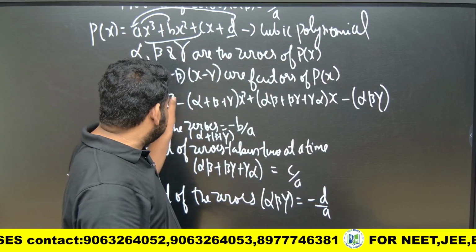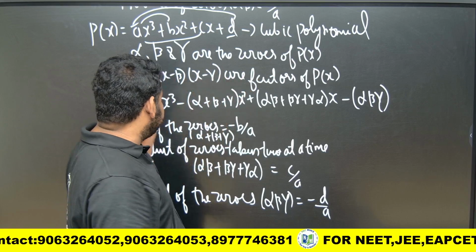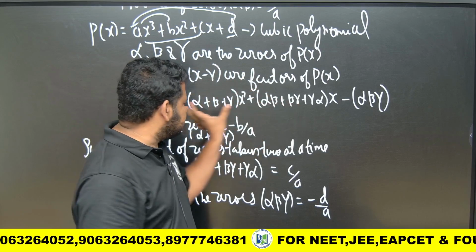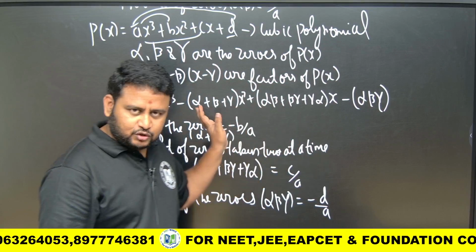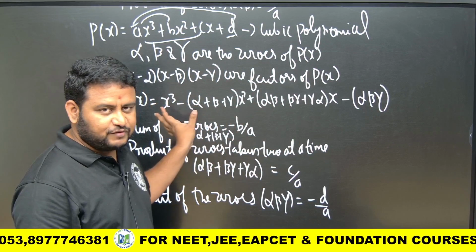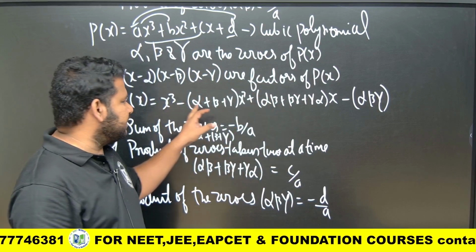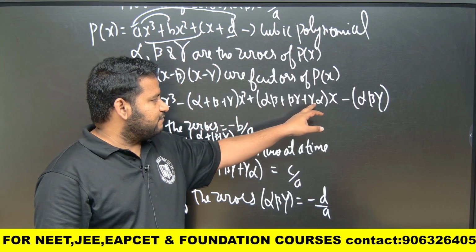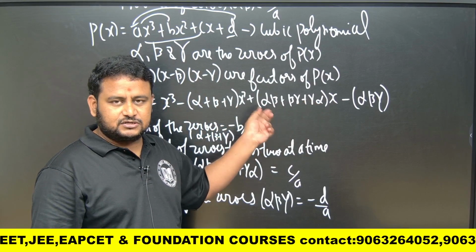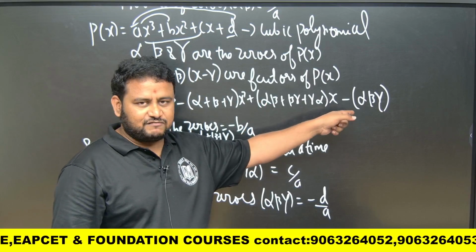This is how you get the factors of cubic polynomial. If you simplify, you will get the cubic polynomial in this form. That is p of x is x cube minus (alpha plus beta plus gamma) x square plus (alpha beta, beta gamma, gamma alpha) into x, that is product of zeros taken 2 at a time, minus product of zeros alpha beta gamma.